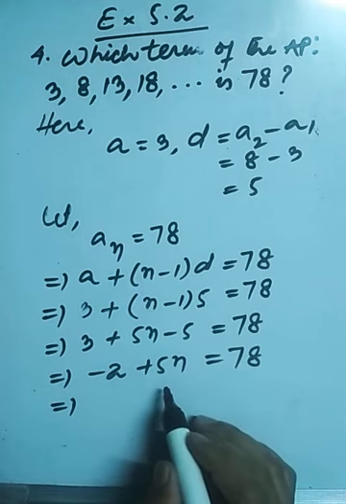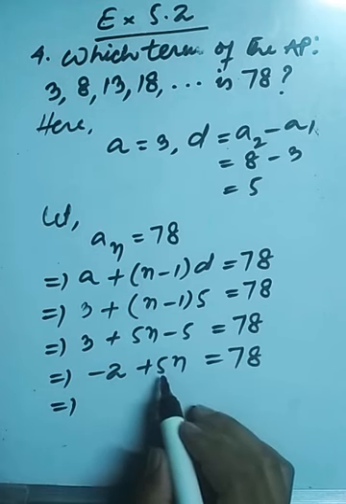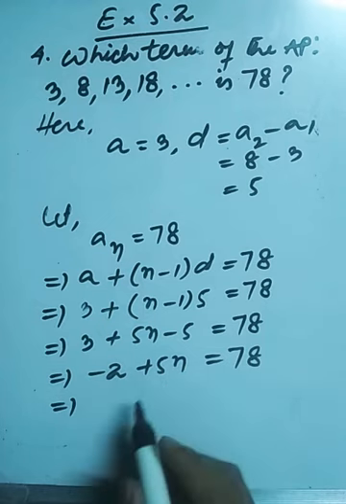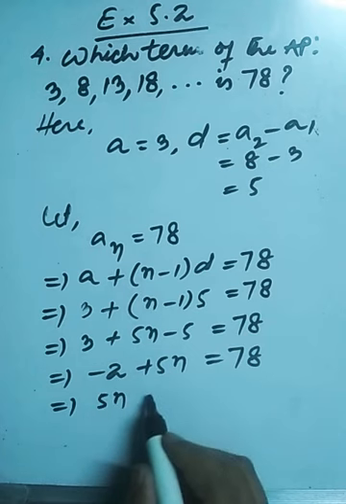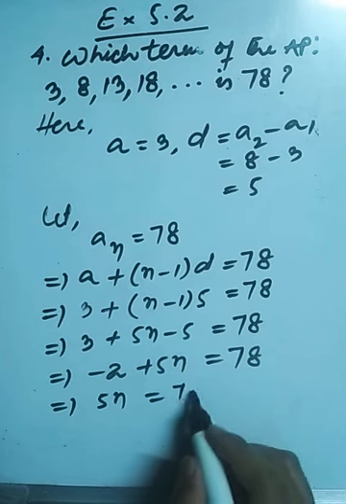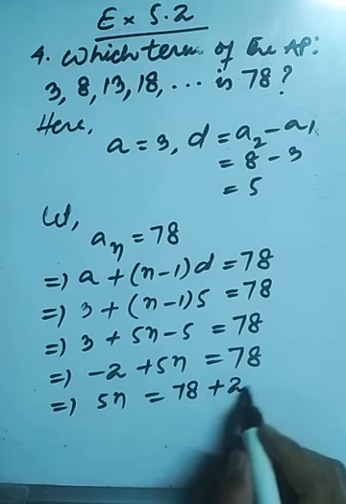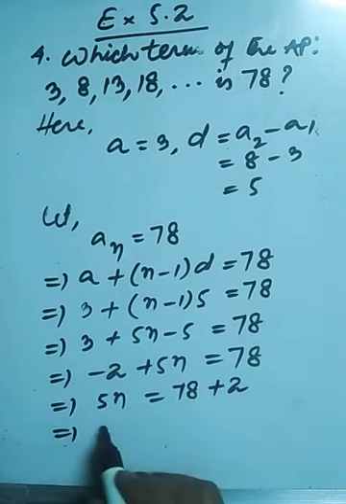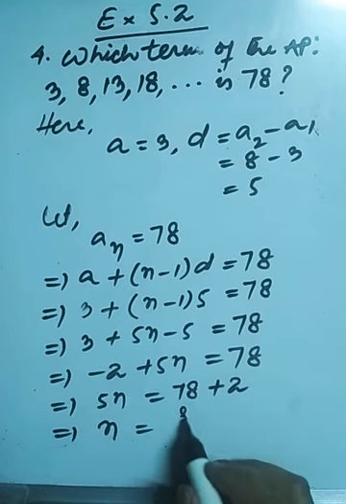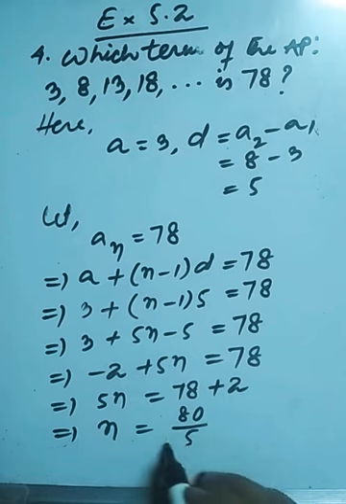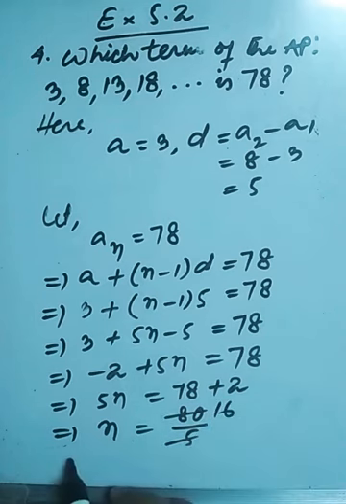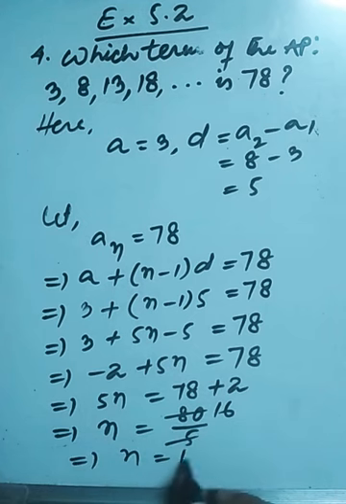So we want to find the value of N. That's why the term having N will be kept alone, it will be isolated. So 5N will be kept here, and minus 2 will go to the other side. So now it will be 78 plus 2. So the value of N will be 78 plus 2, which is 80, divided by 5. If it cancels, then it will be 16. So N will be 16.